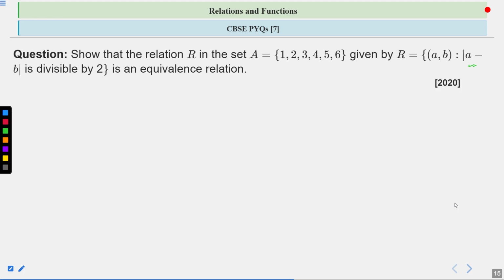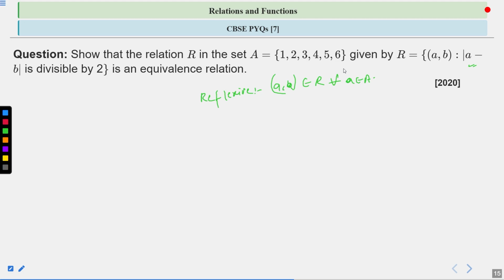We know the condition of equivalence relation. It must be reflexive, symmetric and transitive. So we can discuss reflexive again. For reflexive, what is the condition? (a, a) must belong to R for all a belongs to A. That is, (1,1), (2,2), (3,3), (4,4), (5,5) and (6,6) must lie in relation R.